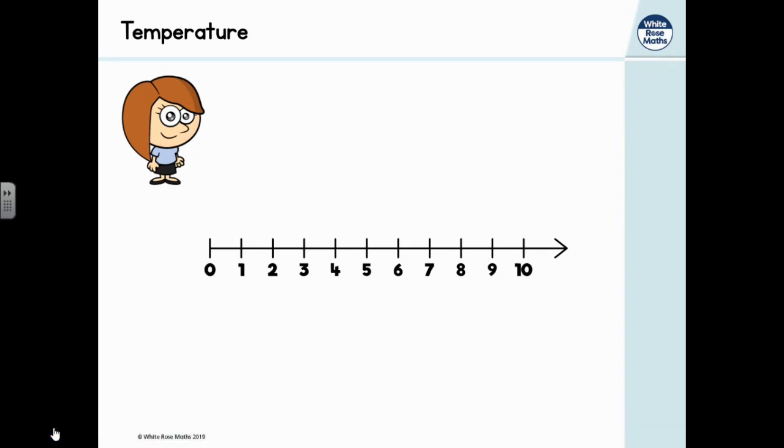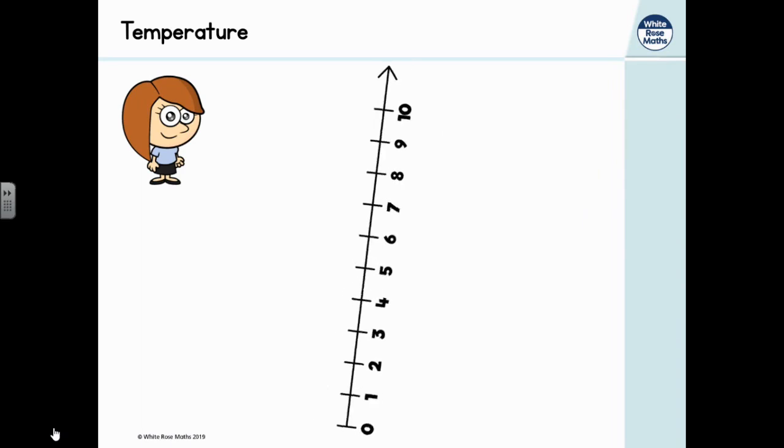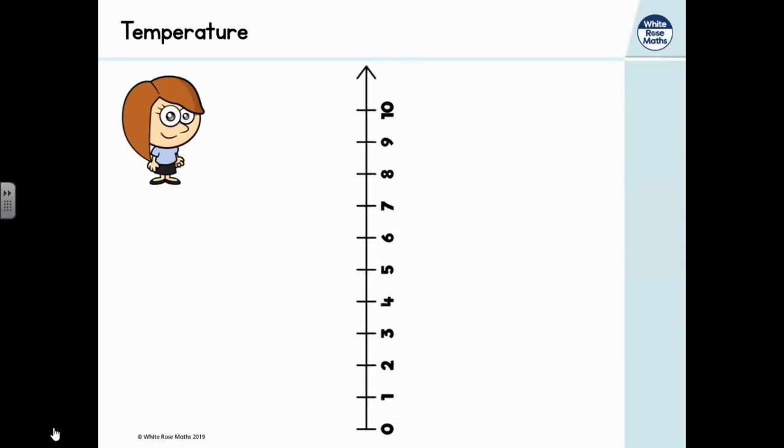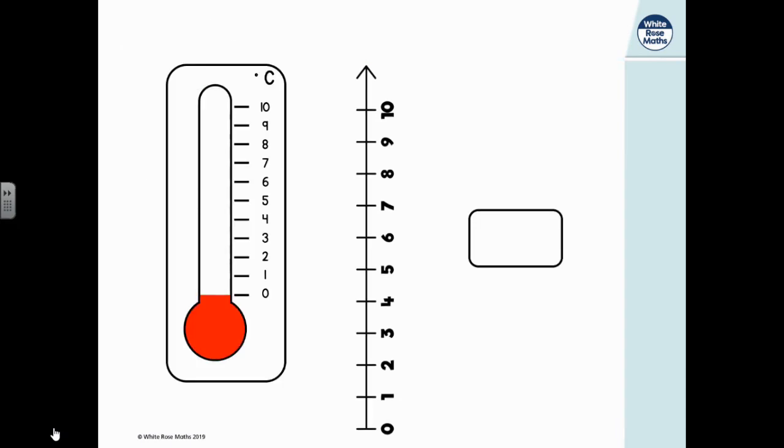Hello again. Temperature today. Rosie loves lessons on temperature because she says reading a thermometer is just like reading a number line. I suppose it is. Here's our number line from 0 to 10. And if we turn it round, it's still a number line from 0 to 10. And we place our thermometer next to it, and we can see that the thermometer and the number line are very, very similar. The thermometer at the moment is reading 0 degrees C. And you can see, as our temperature increases, the red line goes up and up and up.